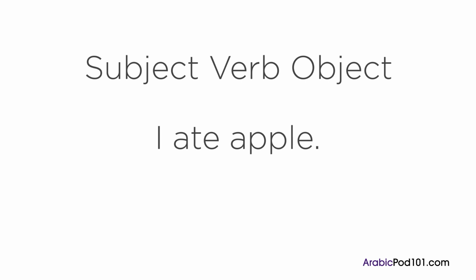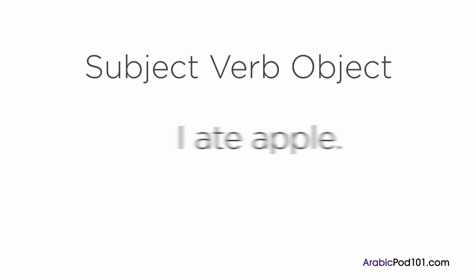If we break down the English sentence, I ate apple, we can see that the subject I is presented first, followed by the verb ate, and then finally, the object apple is positioned last. This is the basic word order for sentences in English.